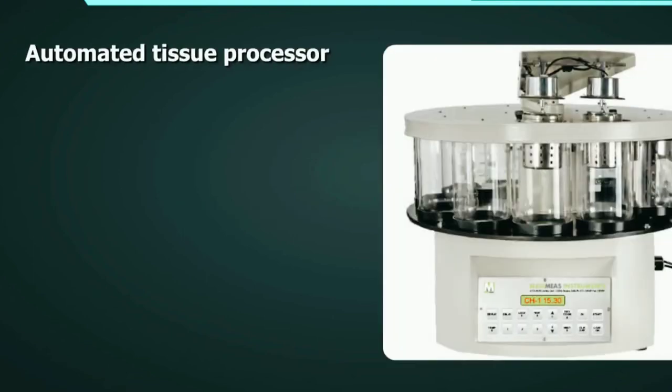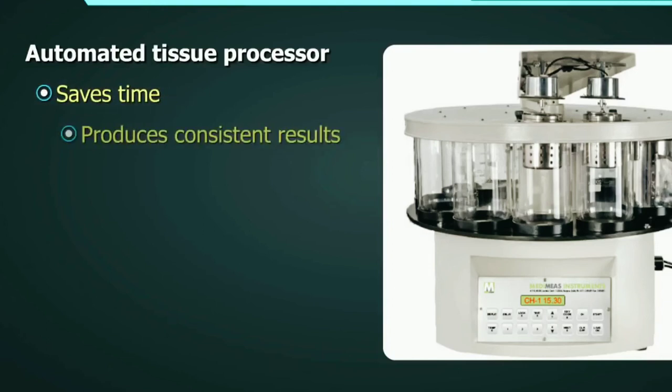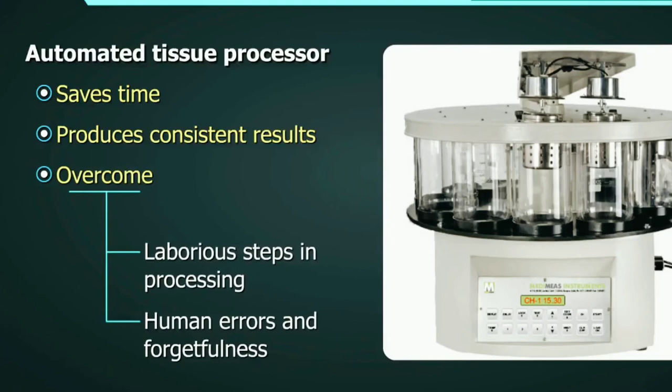In a large pathology laboratory, much of this tissue processing is automated in order to save time and to produce consistent results. All that we described earlier happens in an automated way. This will overcome the laborious steps in processing, human errors and forgetfulness. However, the tissue processor should be maintained well. Here are a few steps to remember.